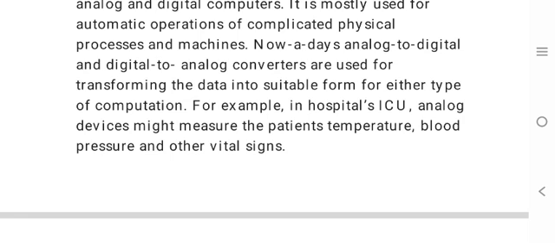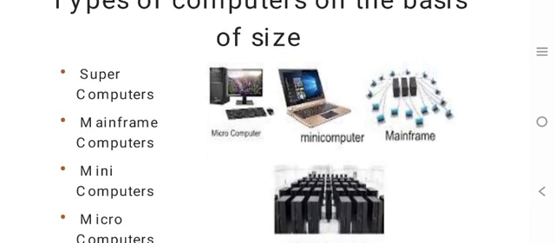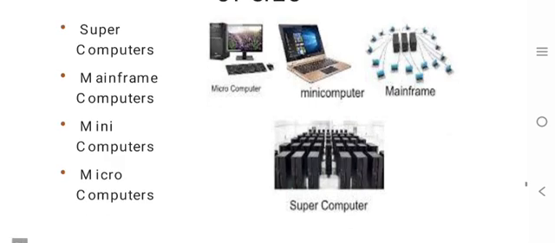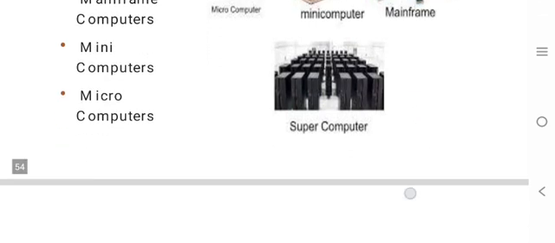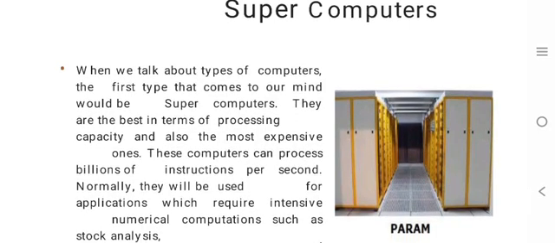An example of a hybrid computer is in a hospital ICU, where the analog device might measure the patient's temperature, blood pressure, and vital signs. Now the next one is the types of computer on the basis of size. There are different types of computers: supercomputer, mainframe computer, minicomputer, and microcomputer. Supercomputers are the most powerful computers and are used for scientific research and weather forecasting.